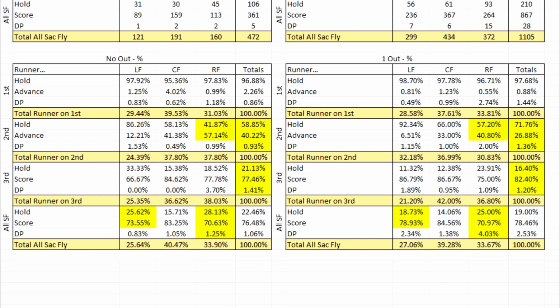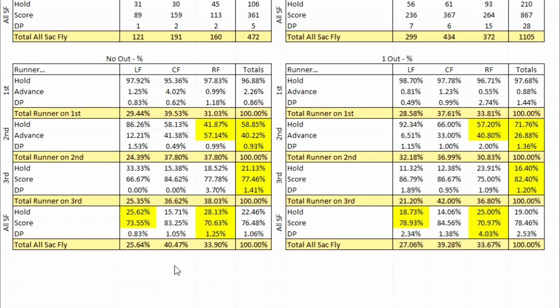So just a little bit of interesting, I think. Now finally, let's just look at sac flies overall. So again, this is a case where there is a runner on third. There could be other runners on base. There might not be. So the sac flies include the runner on third that you saw above, but they're all of the cases where there's a runner on third base, regardless of the situation.